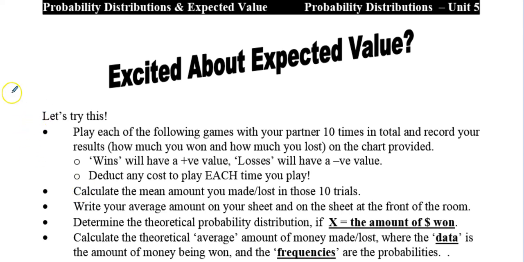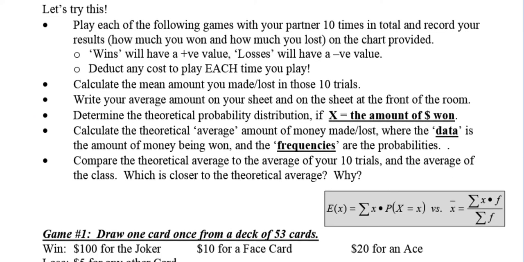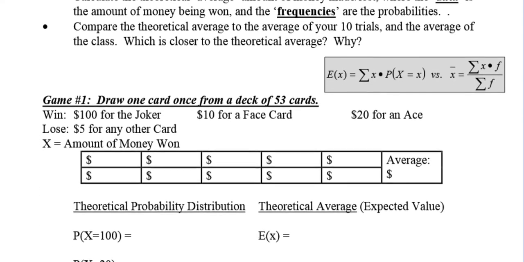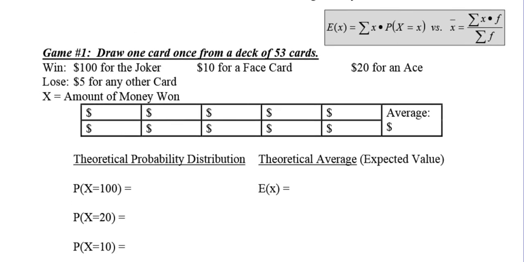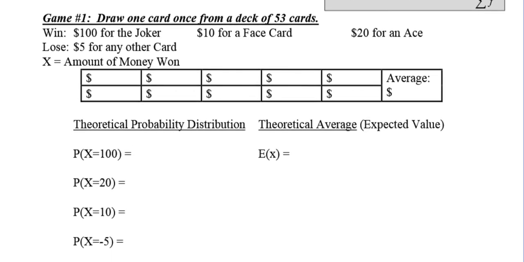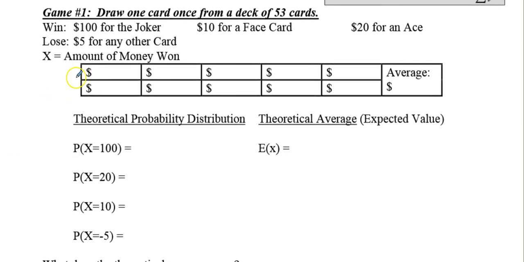In this video, we're going to go over how to find a probability distribution and the expected value of a game. This will start you down the road to your first summative assessment. So in this game, it says you're going to draw one card once from a deck of 53 cards, and here are the different outcomes.